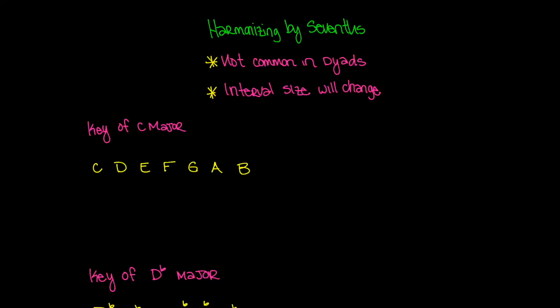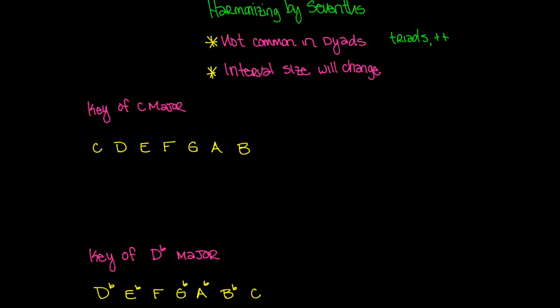Welcome back everyone, and in today's video lesson we are going to look at harmonization by sevenths. So a couple of quick notes about it. One is that harmonization by sevenths is not going to be common in dyads. It will be common in triads and tetrads. So triads and larger structures. So we'll just put plus plus, right? So larger structures, things that are larger. And then interval size is also going to change, and that's something that we've seen quite a bit.